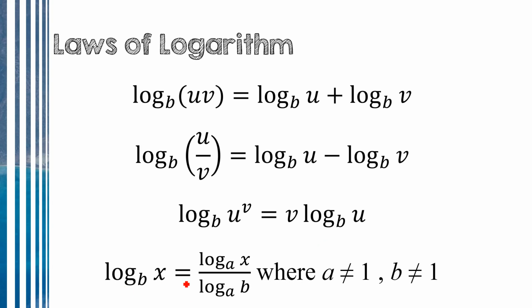The logarithm of x to the base b can be written as the logarithm of x with base a over the logarithm of b with base a, where a is not equal to 1 and b is not equal to 1. If the base and the argument are not the same, then we can express this as the logarithm of x to the base a over the logarithm of b with base a. So that's our laws of logarithm.